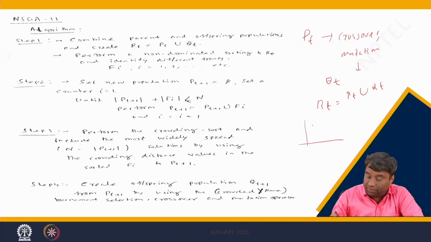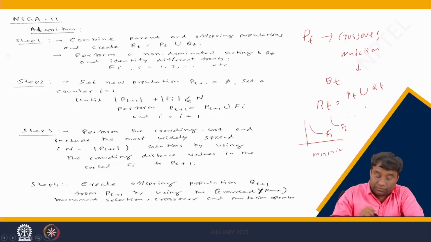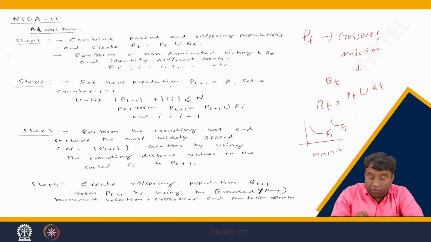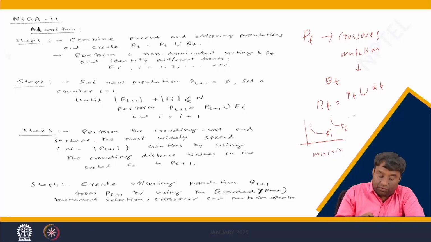We have seen in the last class how we identify fronts. If both objectives are minimized, then this is F1, this is F2 and so on. Step 2: set a new population PT+1 equal to empty set and set a counter I equal to 1. Until the number of elements in PT+1 plus the number of elements in front I is less than or equal to N, we perform PT+1 equal to PT+1 union FI and increase I by 1.